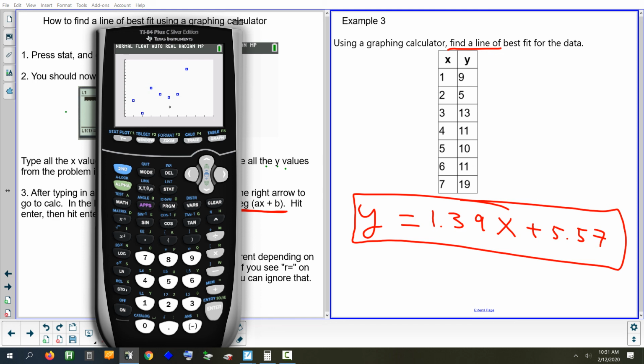Now, what I'm going to do is type in that line and see how good it looks. Again, just watch. 1.39 plus 5.57. How good of a line does that look like? You're just watching, not supposed to do that. How good of a line does that look? Pretty good, right? How many are above? How many below? How many right on it? One. So I'm showing you that the calculator found the most perfect line you could find. That's as good a line as you're going to get.